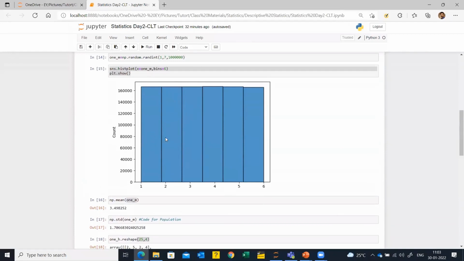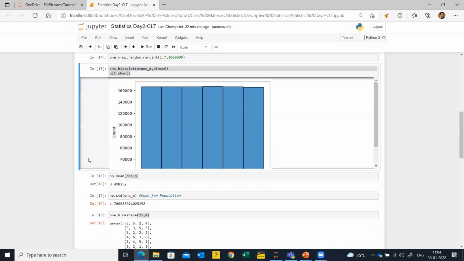Now this is an example of a unimodal data. What is a unimodal data? Anyone can tell me? Has only one mode. Yeah, it has only one peak. Okay, it has only one peak. So there are no 2 peaks here.